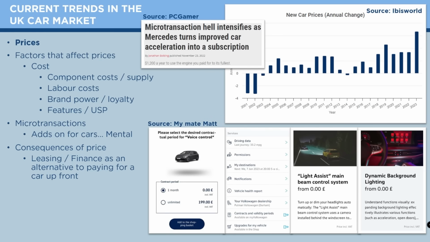Now, the consequences of price are that sometimes, and this is actually quite frequent and certainly more frequent than buying a car upfront in cash, as not many people have got that kind of money, people lease or finance cars as an alternative. So there are 2 different versions of this. If you lease a car, then you pay a monthly fee, you get the car, and then at the end of that lease, you can either renew the lease or you can send that car back and get a new one. And there's no ownership at any point.